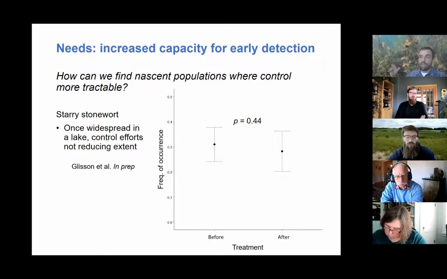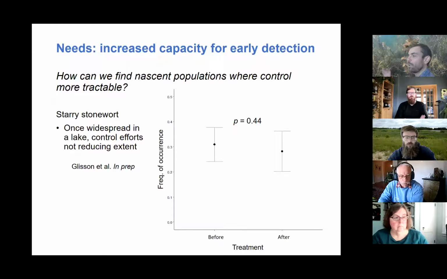But unfortunately, once Starry Stonewort becomes widespread in a lake, control efforts are not reducing its extent in general. So here we're seeing the extent before and after treatment. We would like that second bar to be substantially lower, but it's not. So most of our control effort is with copper-based algicide. It can provide local relief through intensive effort, but it is not scaling back that expansion in the way that we see with curly leaf pondweed, for example.